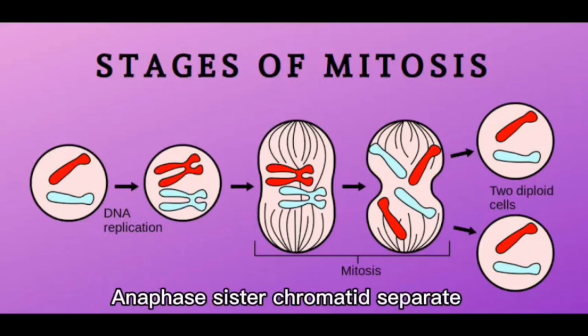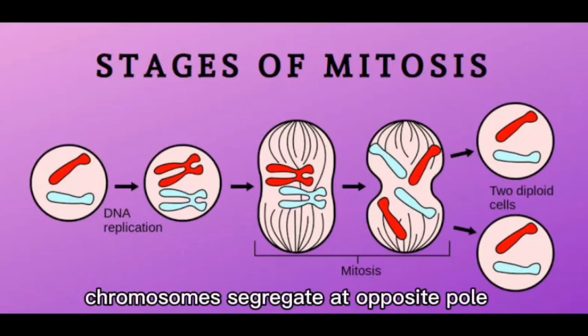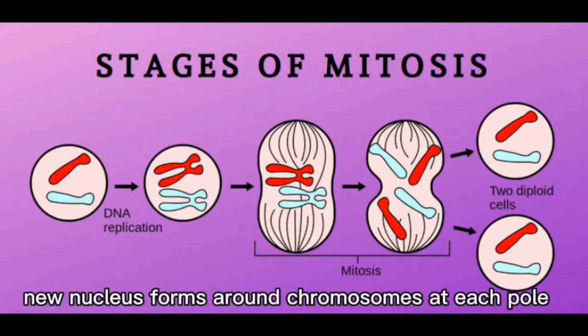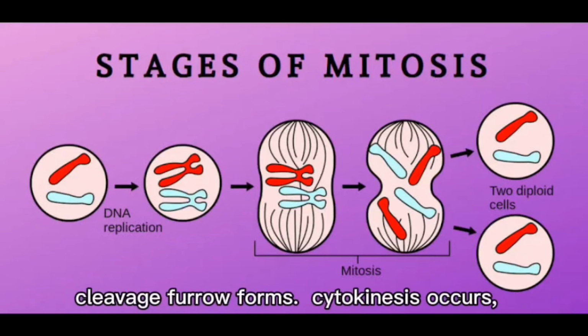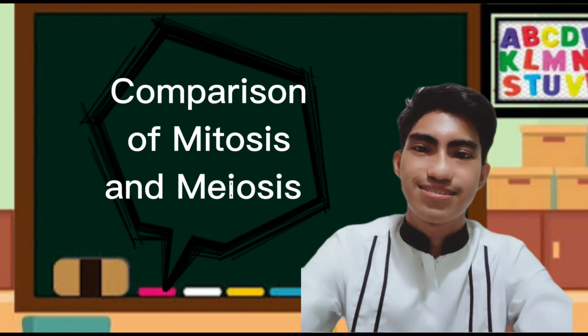Anaphase: sister chromatids separate. Spindle fibers pull chromosomes toward opposite poles. Chromosomes segregate at opposite poles. Telophase: the mitotic spindle breaks down, and a new nucleus forms around the chromosomes at each pole. Cleavage furrow forms. Cytokinesis occurs, pinching the cell in two to form new daughter cells.